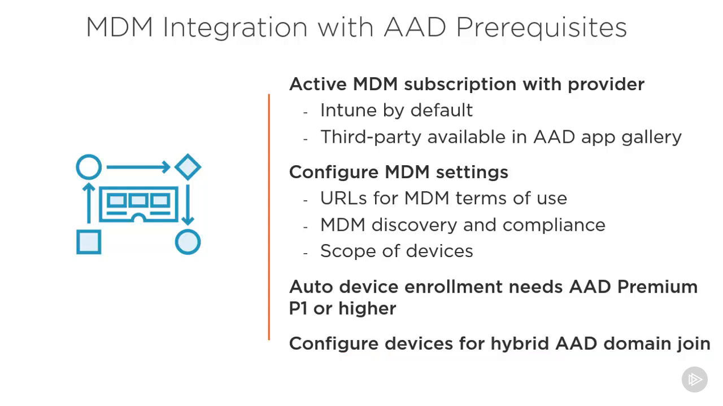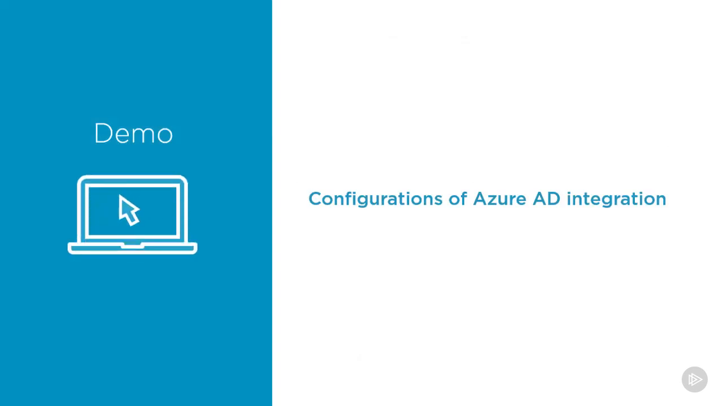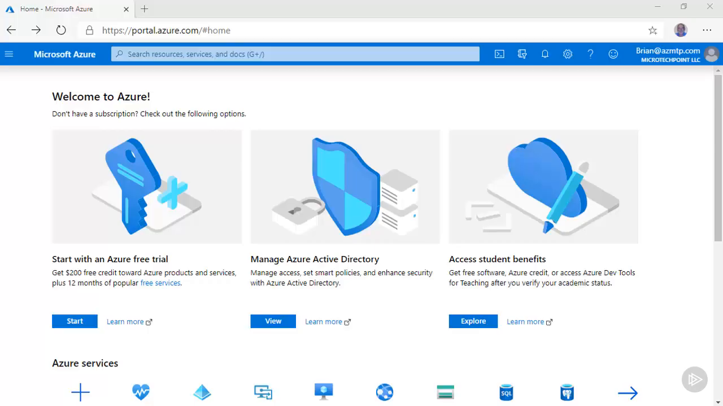And after doing so, you'll use group policies for configuring devices for a hybrid Azure Active Directory domain join. So it is possible to configure domain join for Active Directory on-prem by implementing hybrid Azure Active Directory. Let's step out and take a look at the configuration options for an Azure AD integration.